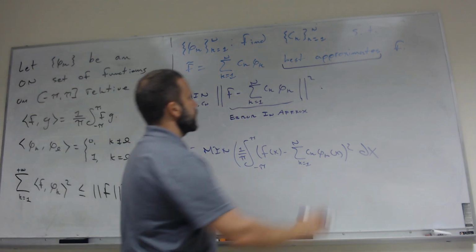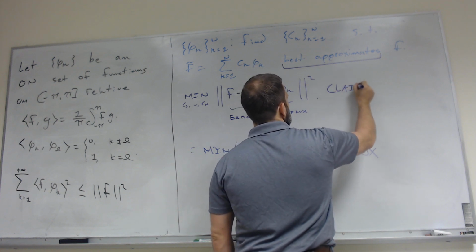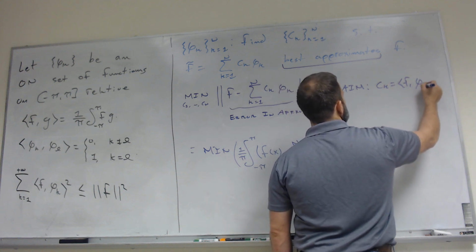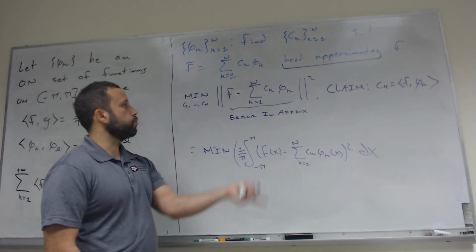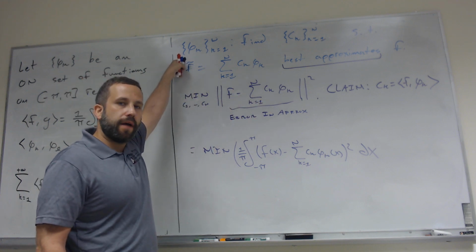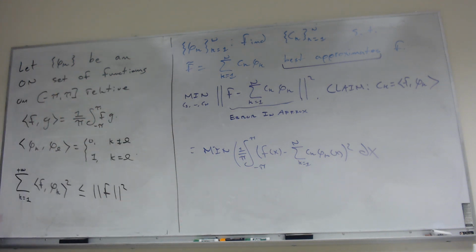And the claim that I will prove in the next video is that this happens if and only if ck is equal to the inner product of f and phi k. In which case we call this the projection of f onto the space spanned by these functions here. And again, this is exactly like the least squared thing that you saw in linear algebra. Go back and look at your linear algebra book. You're probably going to see something like this, except the sum, instead of going to infinity, is only going to go to n. Okay, that's it for this video.